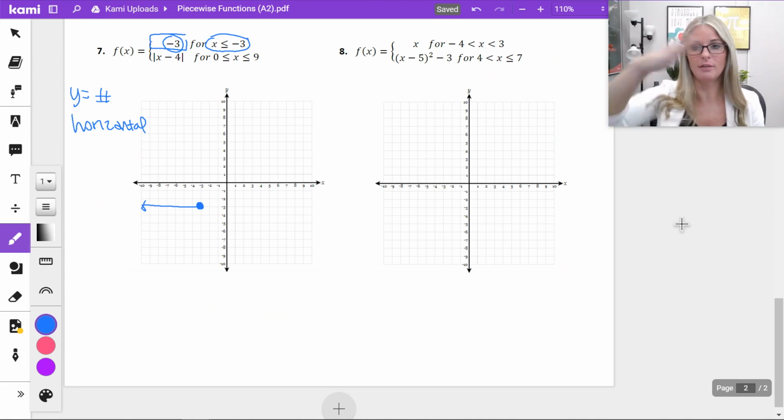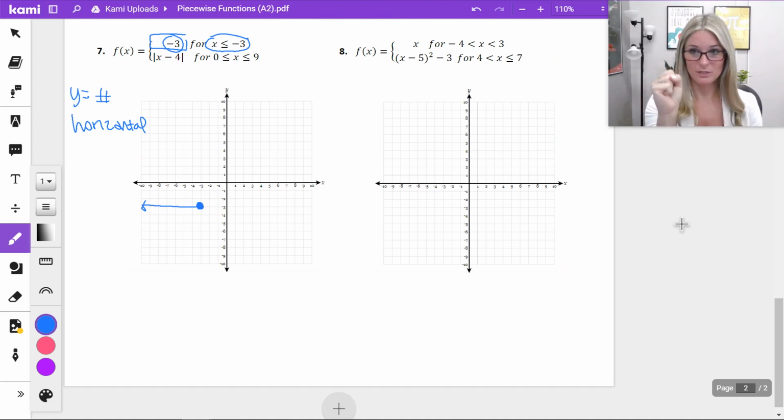If you just have a number, that's a horizontal line at that value on the y-axis, and then paying attention to your defined domain, all the values that are less than or equal, solid circle, from -3 to the left. Below that, we have f of x equals, second piece here, absolute value of x minus 4.